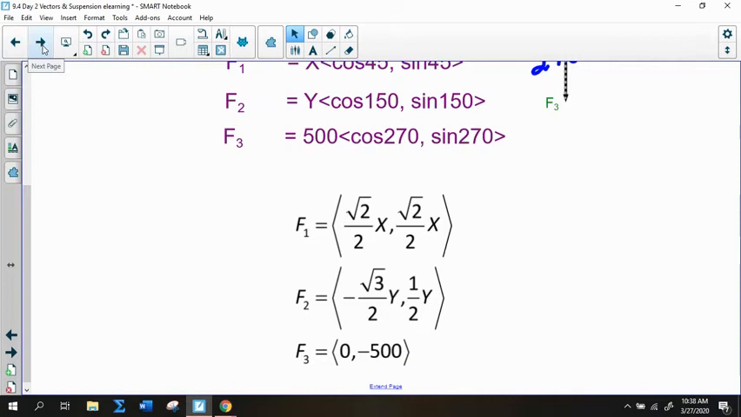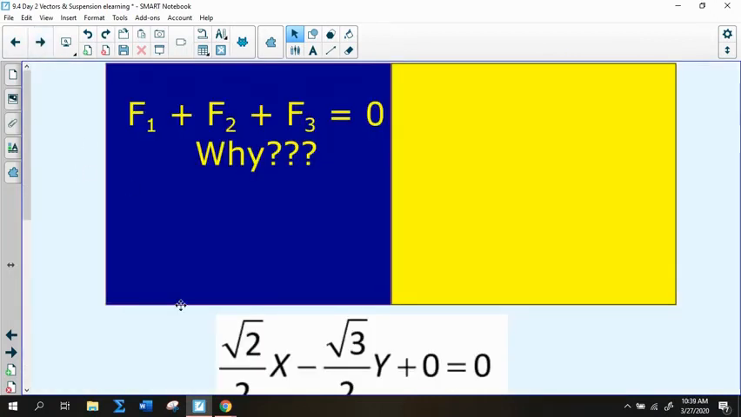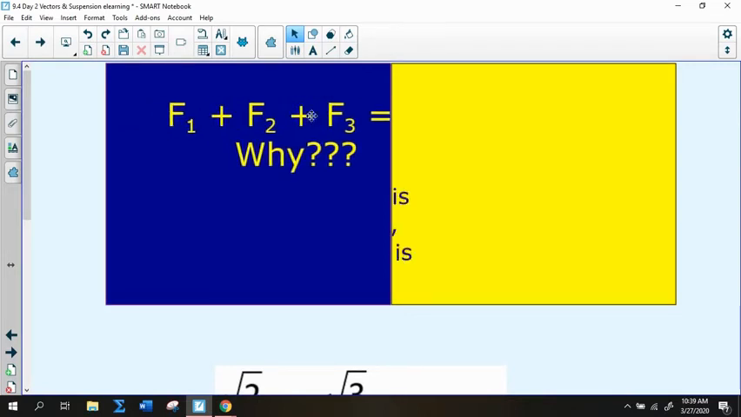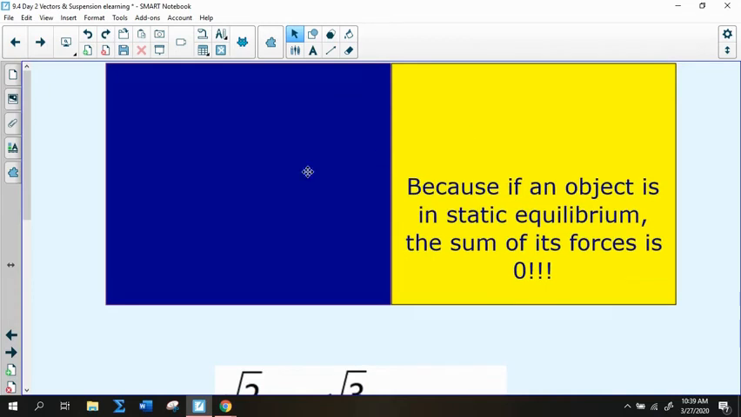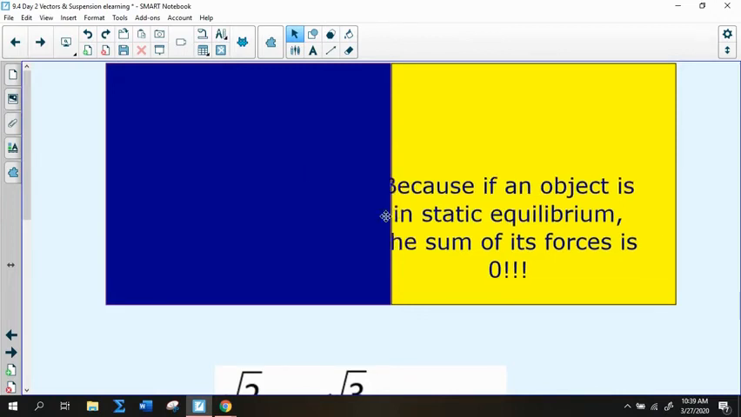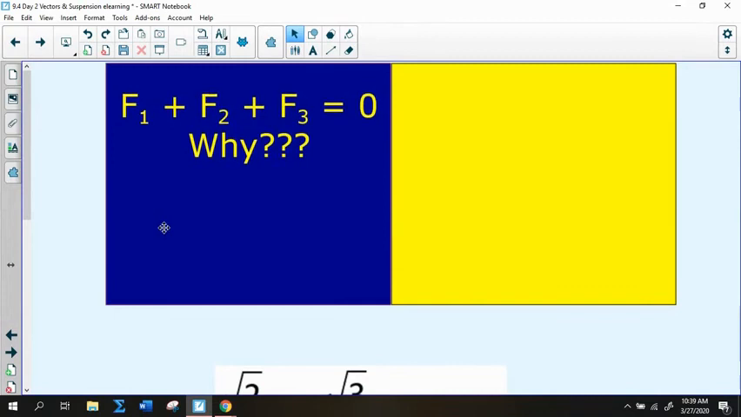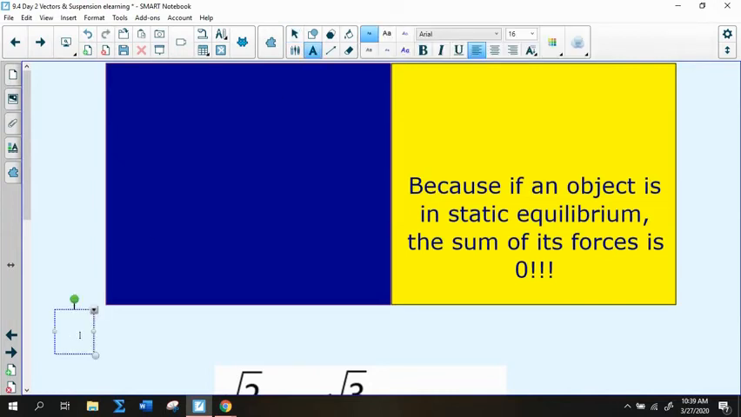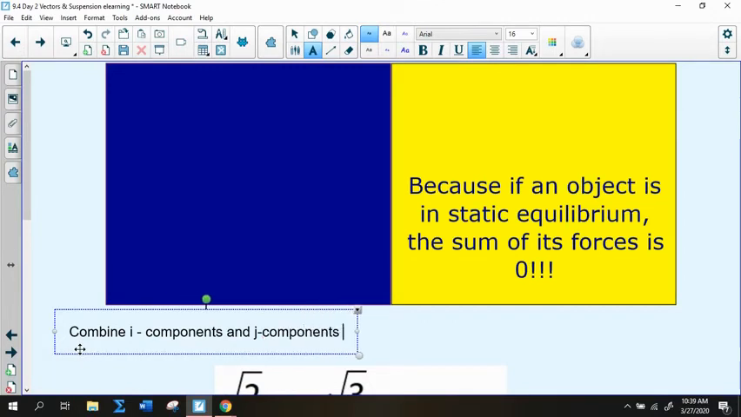Okay, so what we do with this, oops, I don't want you to see that yet, is we need to understand that these three vectors that we're talking about all add up to 0. And the reason they all add up to 0 is because the object is in static equilibrium. And if the object is in static equilibrium, then the sum of all its forces is 0. So that means that F1 plus F2 plus F3 equals 0. But we don't just add all of it together. We add together or combine the I components and J components separately.